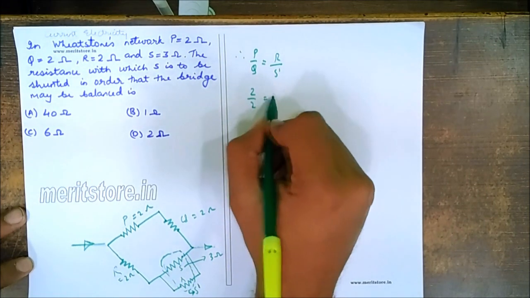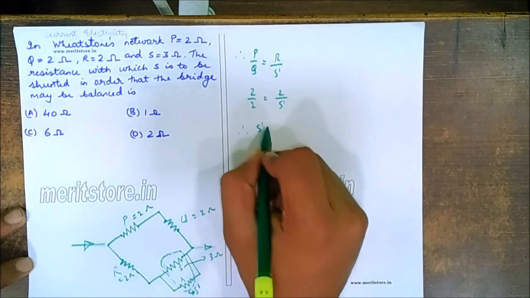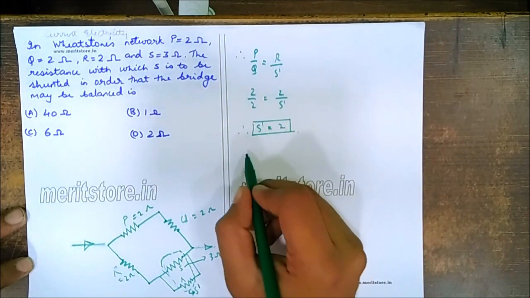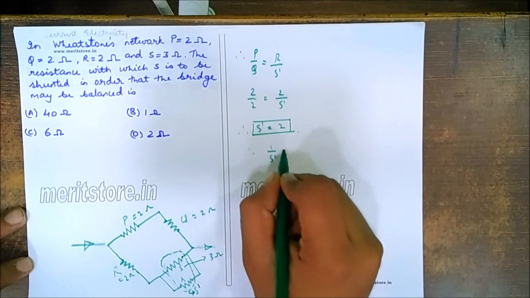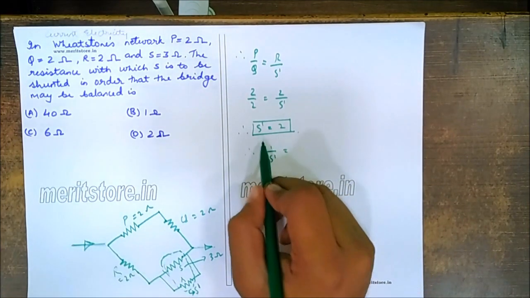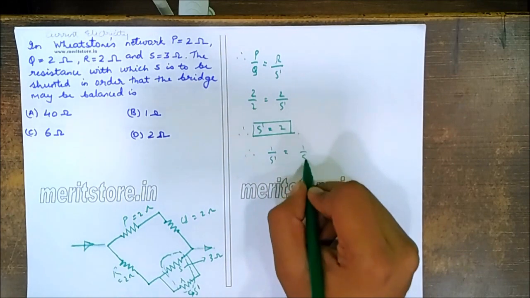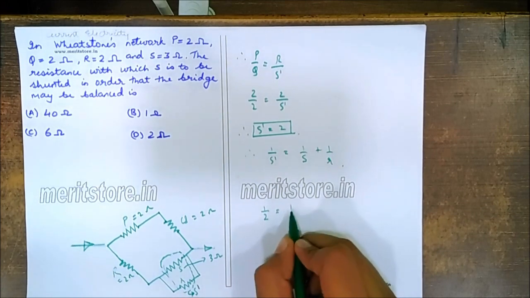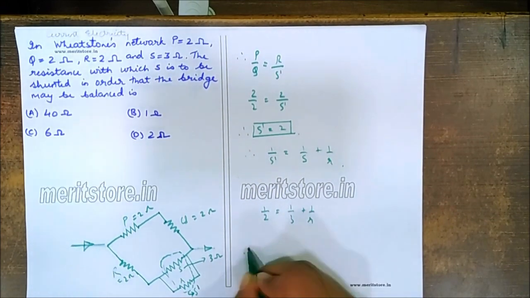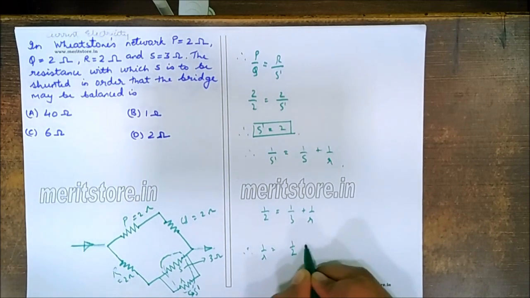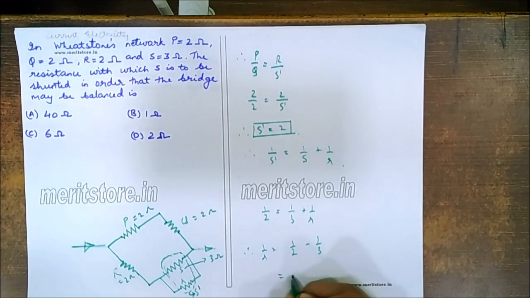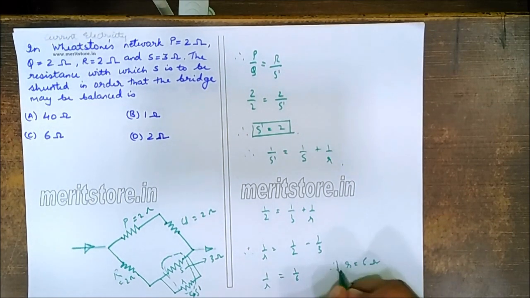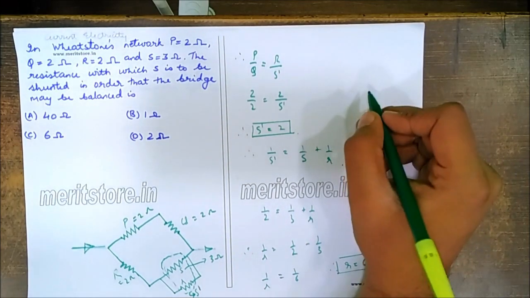So 2 by 2 is equal to 2 by S dash. Therefore S dash is also equal to 2. Now, because these two are in parallel and the effective is S dash, 1 upon S dash is equal to 1 upon S plus 1 upon R. So 1 upon 2 is equal to 1 upon 3 plus 1 upon R. Therefore 1 upon R is equal to 1 by 2 minus 1 by 3, that is equal to 1 by 6. Therefore the resistance to be attached in parallel is 6 ohms. Option C.